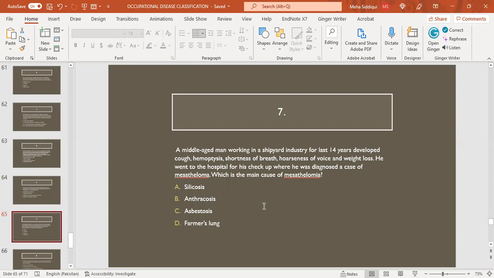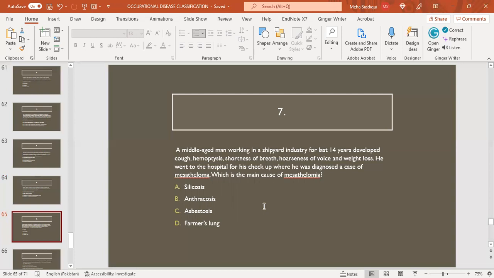MCQ number 7. A middle-aged man working in shipyard industry for last 14 years developed cough, hemoptysis, shortness of breath, hoarseness of voice, and weight loss. He went to the hospital for his checkup, where he was diagnosed a case of mesothelioma. Which is the main cause of mesothelioma? A. Silicosis. B. Anthracosis. C. Asbestosis. D. Farmer's lung.